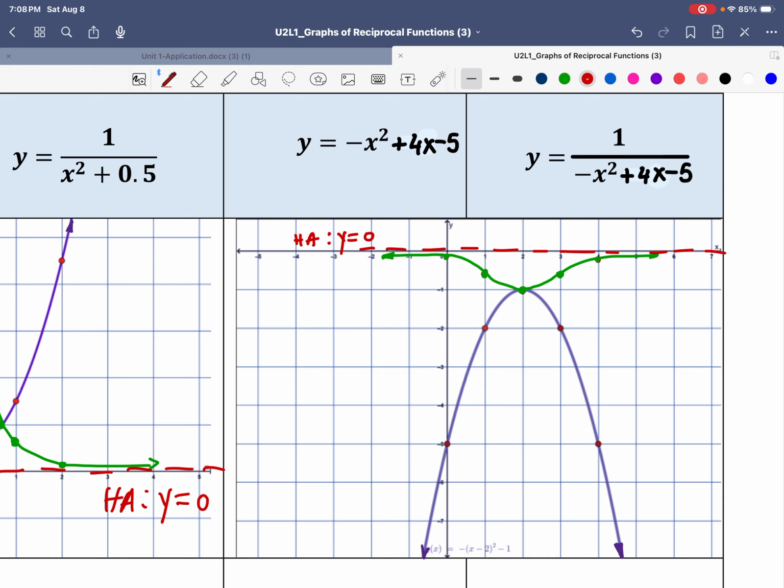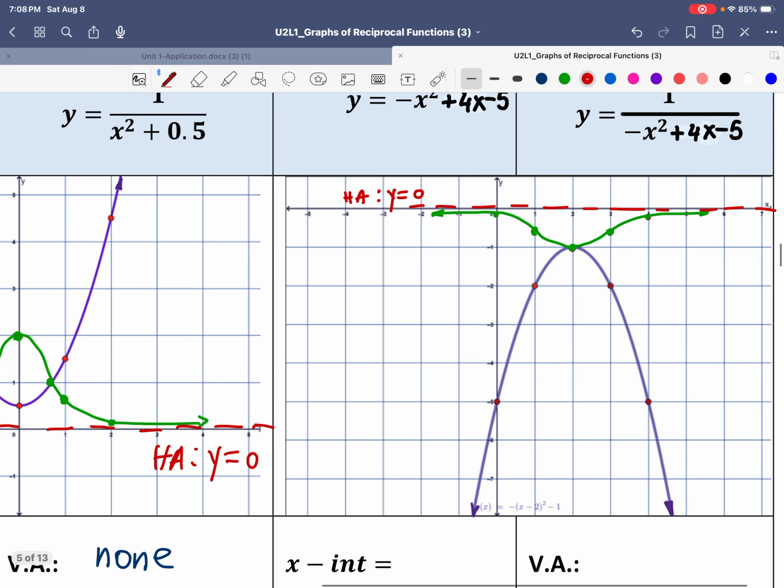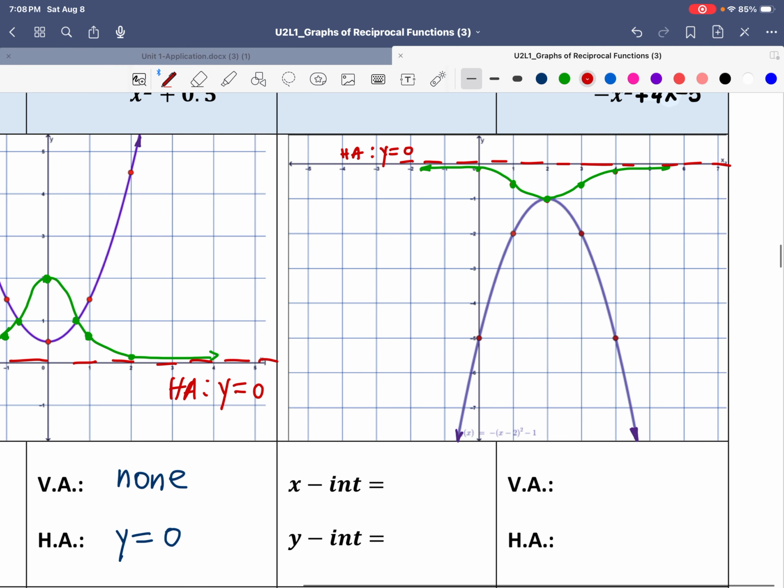Remember, asymptotes are part of the graph. So we cannot actually say that we have drawn the graph without drawing its asymptotes. It's not complete because they transform with graphs as well.